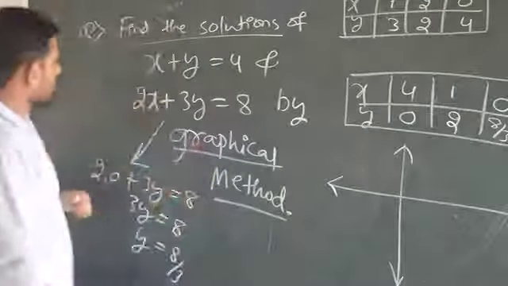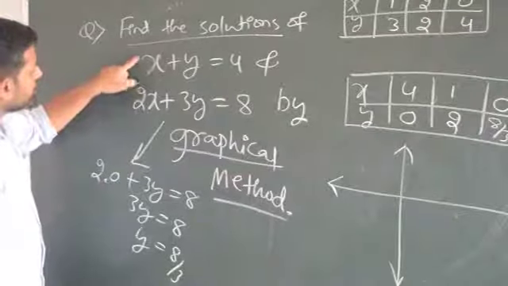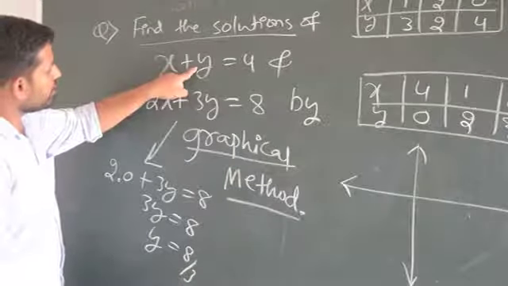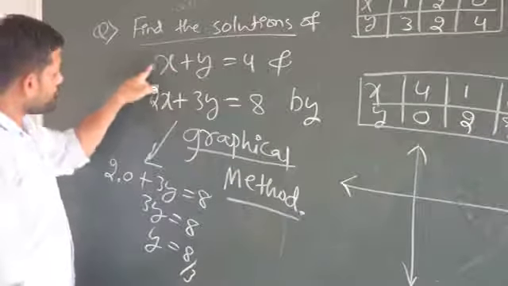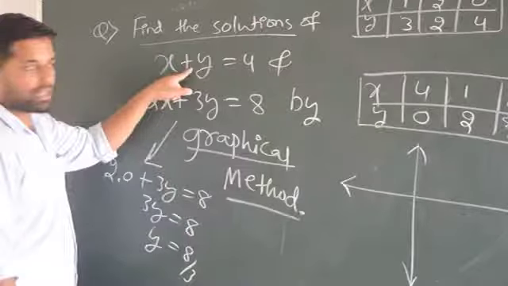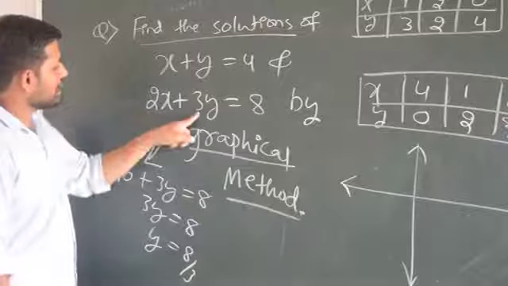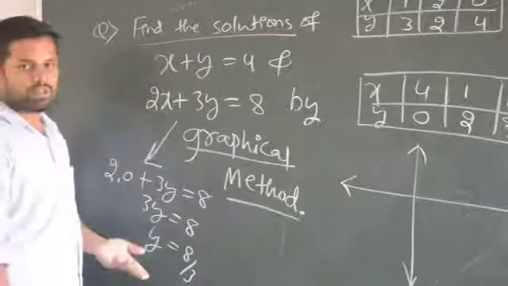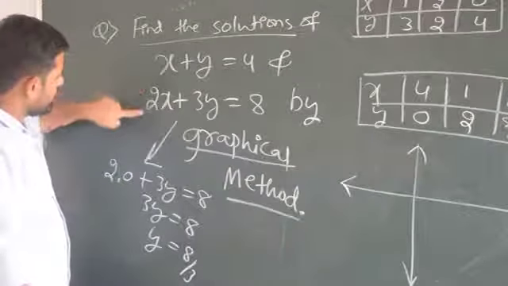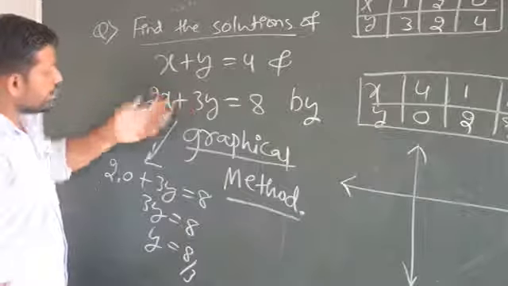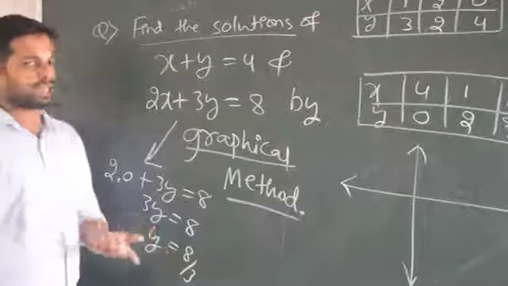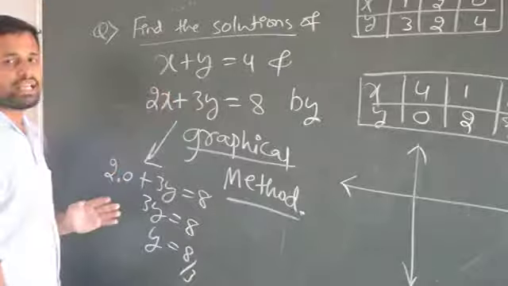Now by looking at this equation, what do you feel? Look at this. A1 is 1, B1 is also 1, and A2 is 2 and B2 is 3. 1 by 2 and 1 by 3. They are not equal, no? A1 by A2 is not equal to B1 by B2. That's why these graphs are going to be intersecting. I am just telling you how to make an approach.